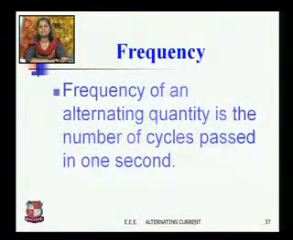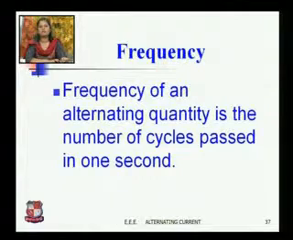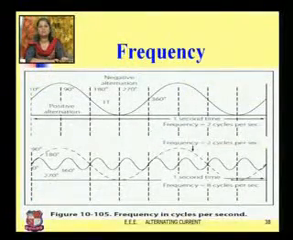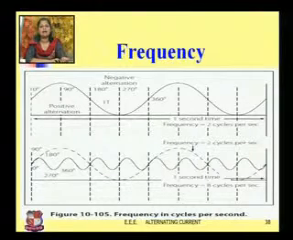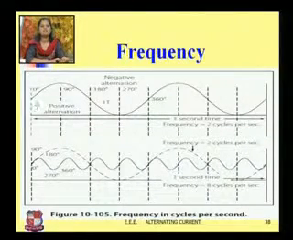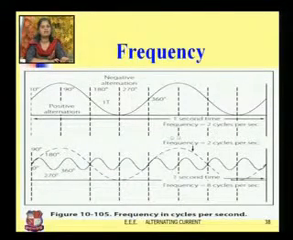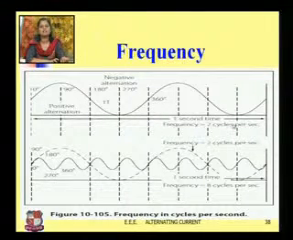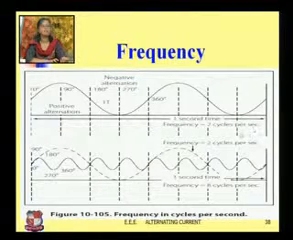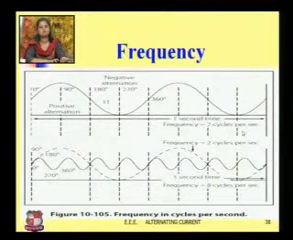Next is the frequency. Frequency of an alternating quantity is the number of cycles passed in 1 second. You can understand this definition from this figure. Now if we consider that this is the time of 1 second, and you consider the first figure, then during 1 second it will complete 2 cycles. So your frequency for this first figure is 2 cycles per second. So it is 2 cycles per second, or you can consider it as hertz also. The unit of frequency is hertz.